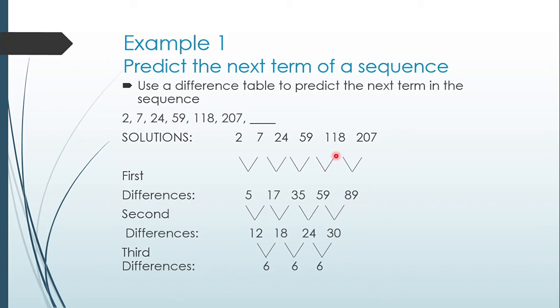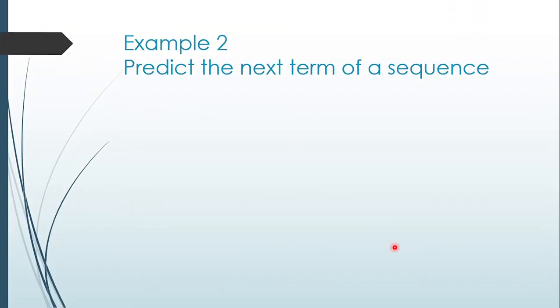So how are we going to predict the next number after 207? All you have to do is add these four numbers: 6 plus 30 plus 89 plus 207. The result is 302. So this is called a difference table. Okay, let's proceed to example number 2.